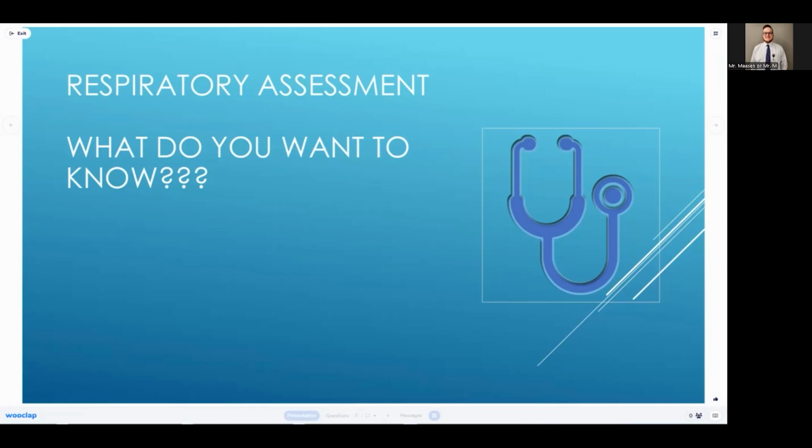Do they have a cough? Is it productive? Is it producing sputum? Sputum is basically the technical word for the phlegm that we cough up. Is it yellow, green? Is it clear? Does it have blood in it? That's hemoptysis. Is it a cough only happening at night?